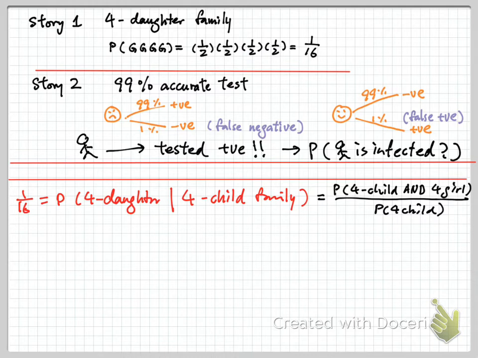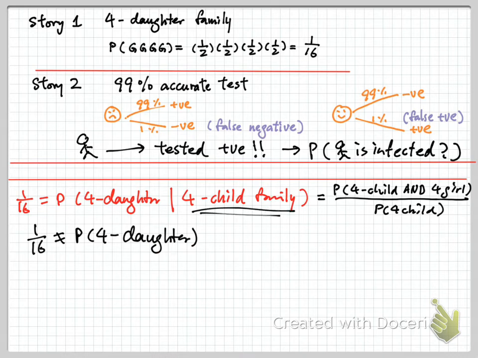In story 1, we know that the probability of a 4-daughter family is not 1 out of 16. Before you do that calculation, you have to assume that she comes from a 4-child family. It is among the 4-child families that 1 out of 16 will have 4 daughters, but not just 4-daughter families in general.